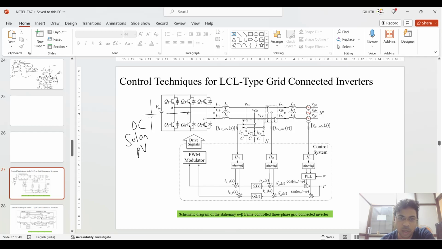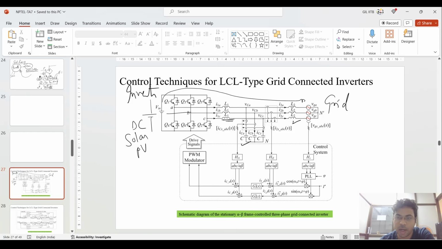So this is connected to some inverter. The DC is transferred to AC through this inverter to the grid. This is the grid and this is the inverter. In between, if you see this, L1 is connected here and in between C is connected, and on your grid side a certain L2 is connected.